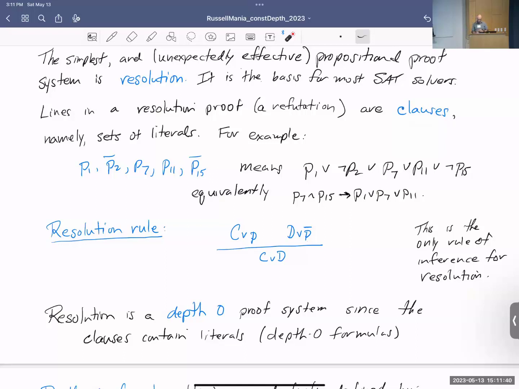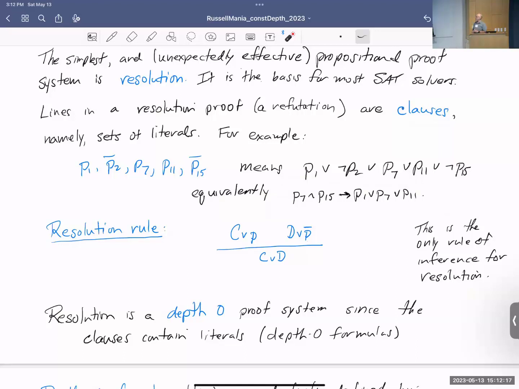So the clause P1, P2 bar, P7, P11, P15 bar just means the or of those things, P1 or not P2 or etc. Right? Or you can think of it as an implication. P7 and P15 implies P1 or P11. It all means the same thing. Writing them in clause form, we're sort of thinking of a one-sided Tait-style calculus, as the logicians would say, and writing it in implication form, we're thinking of the sequent calculus. I'm going to stick with the Tait-style framework here.